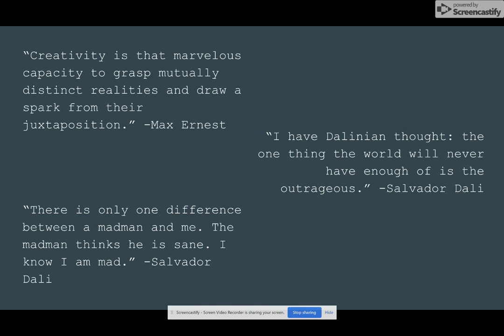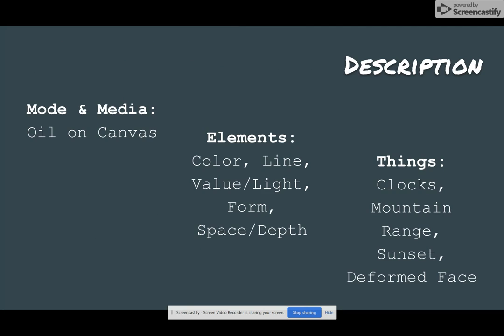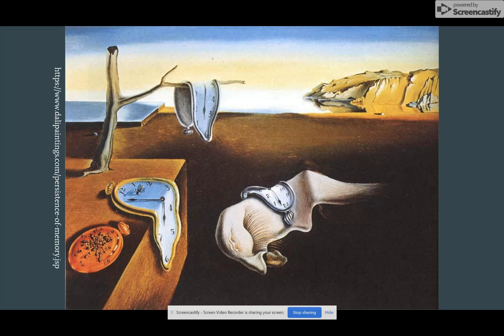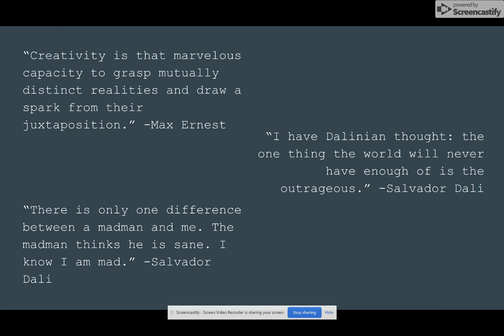And then on the bottom left, there's only one difference between a madman and me. The madman thinks he is sane. I know I am mad. So with all of this, we can see his crazy thought process really made this amazing work of art.